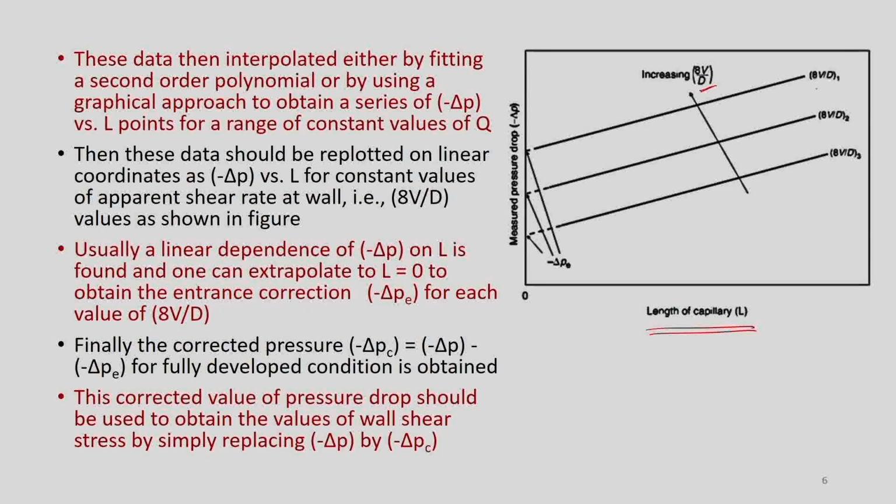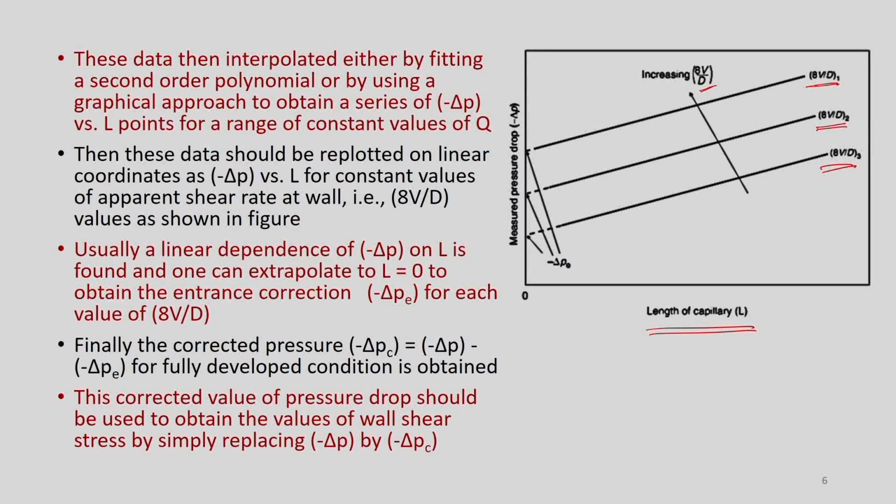So, for each length of the capillary pipe you get 8V by D, and for each L value, you plot this minus delta P versus L for different 8V by D values. Then you will have curves like this. Here also we can see that for a fixed length of the capillary, when the velocity is increasing, that means 8V by D is increasing, the pressure drop is also increasing.